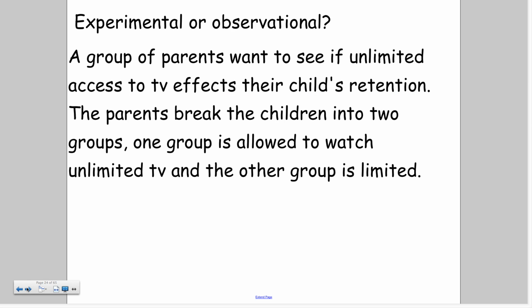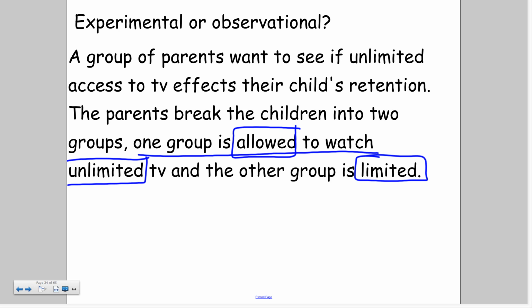All right, a group of parents want to see if unlimited access to TV affects the child's attention. The parents break the children into two groups. One group is allowed to watch unlimited TV. The other group is limited. Well, here you go. One group is allowed to watch it. So you are changing something in them. You're allowing them to. And the other one, they have limited and unlimited. So you're basing the time on it. So this is going to be experimental.